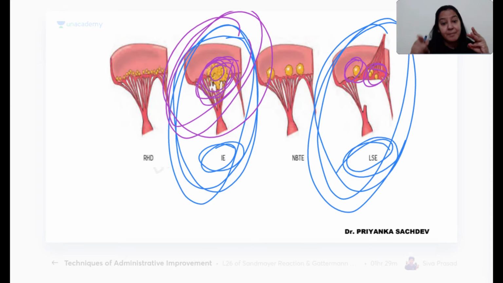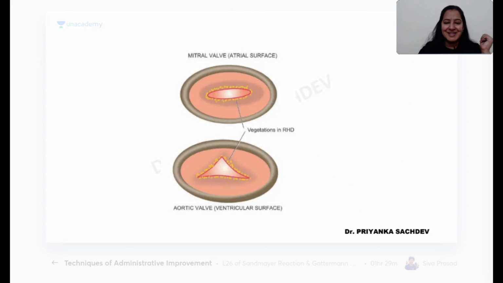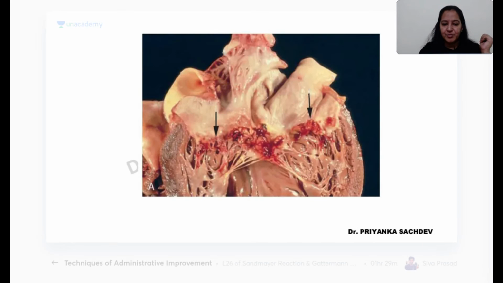Which is smallest? Which is medium? Which is largest? Correct or not? And which is along the line of closure? Which is present on both surfaces? Which is present only on the upper surface? All of them are important MCQs. Yes or no? So that is a beautiful diagram given in Robbins, Hirschman.